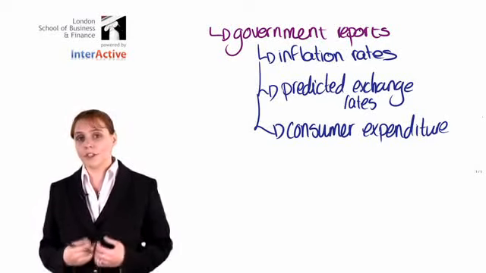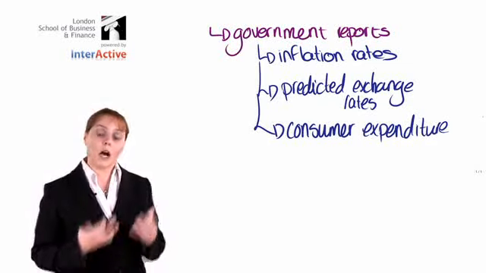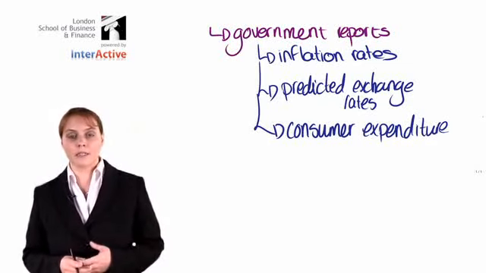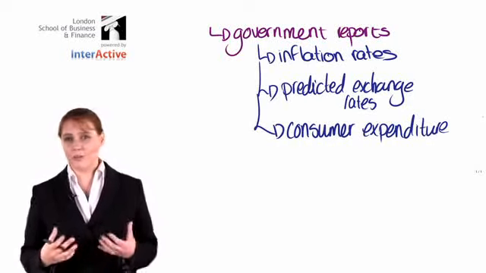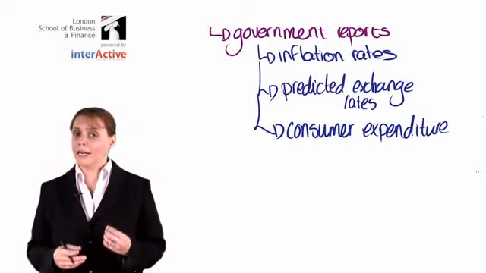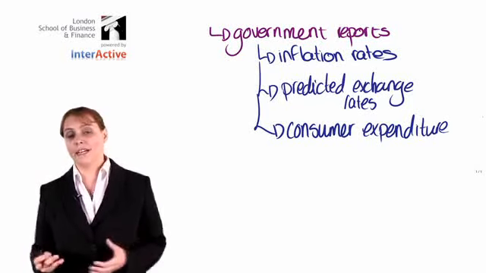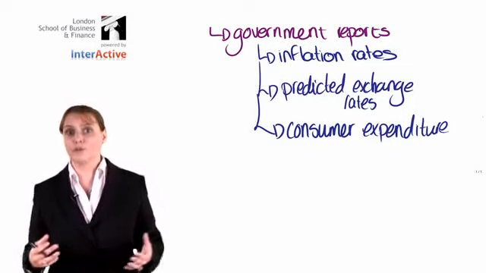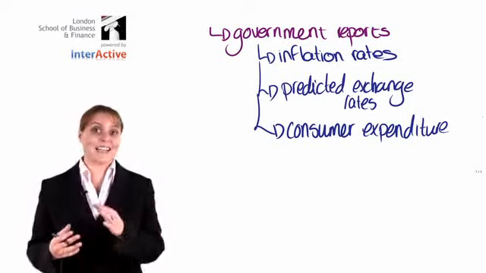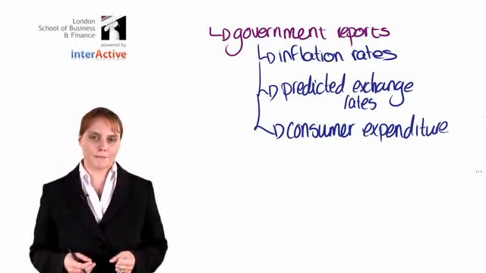If consumer expenditure is low, we need to look at our product and think, well, are we still going to be able to sell this? If it's a luxury item and consumer expenditure is relatively low, we may need to plan for some difficult times ahead. Or is our product something that is necessary to people, like food, for example, that is less likely to be affected by changes in consumer expenditure?